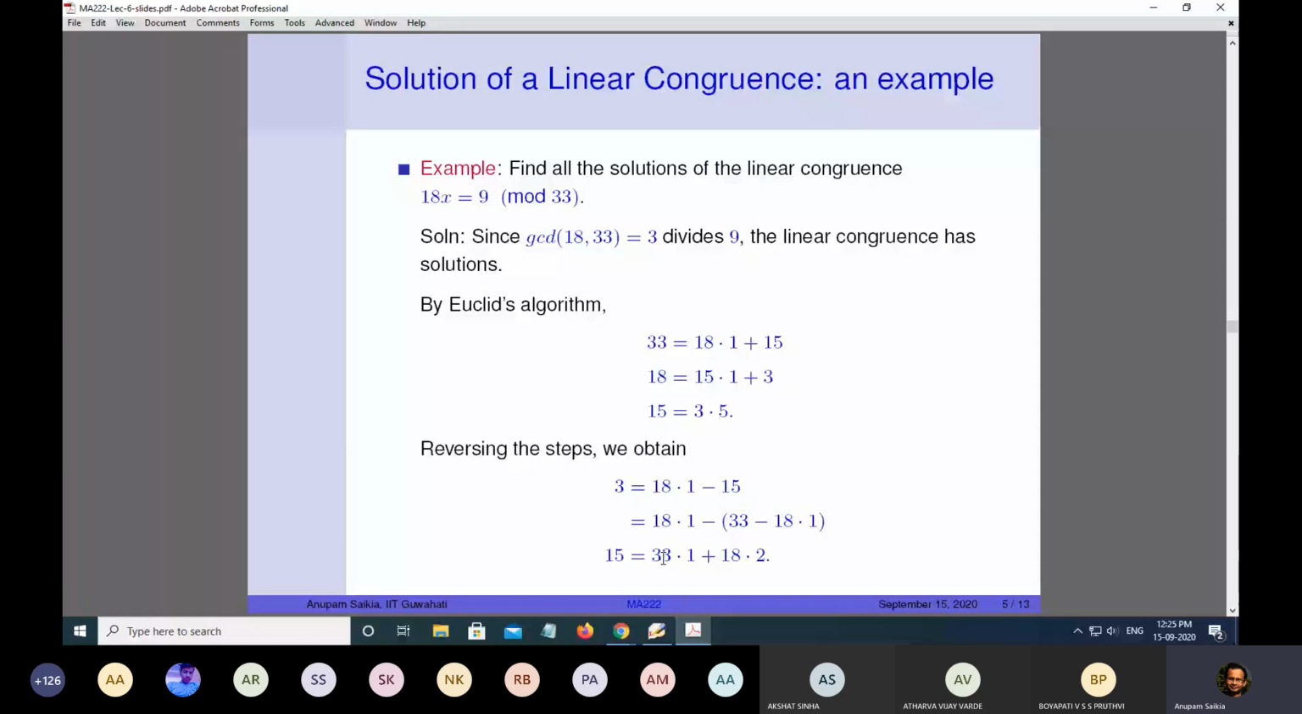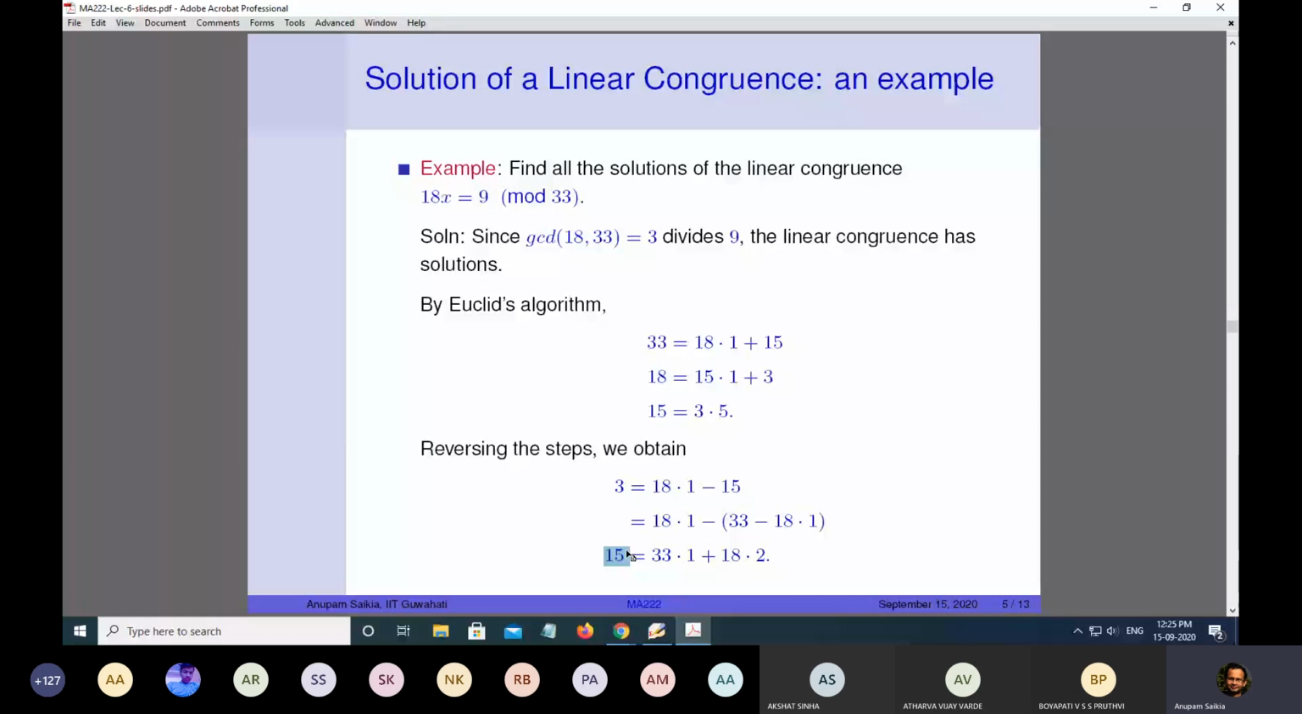Okay, so some typos are there. This should be 3. 3 is 33 times, this should be minus 1. Okay, so there are typos. 18 times 2, clearly, it is 36 minus 33. Okay, 3 is 18 times 2 minus 33 times 1. So that is the one I need, because I need the GCD as a combination.